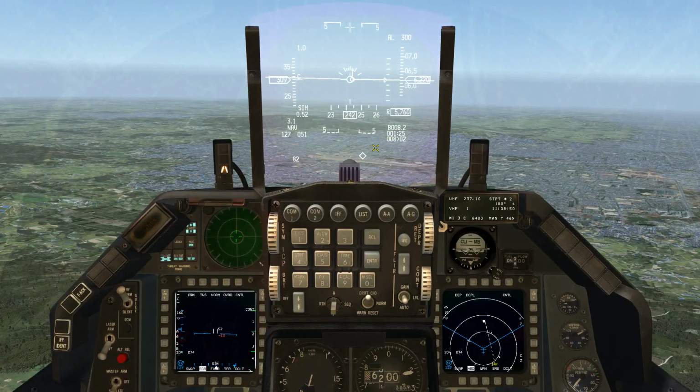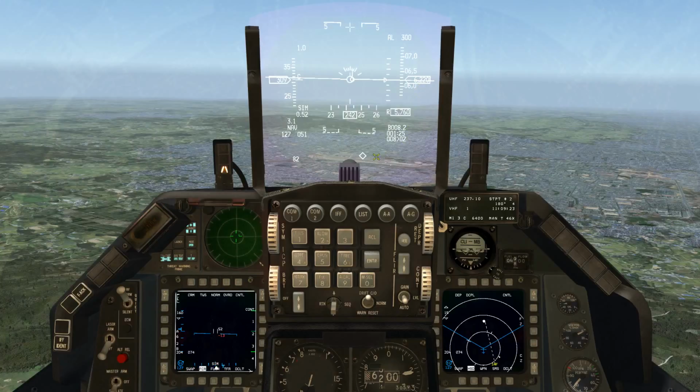The other interesting thing I notice about the TACAN and the nav is that this number, as I said, was slant range. This number down here is your ground distance, as if you were on the ground driving to the station. So I'm at 6,200 feet. I'm about 6,000 feet above the elevation of Seoul, which is about 1 mile. 6,000 feet is about 1 nautical mile.